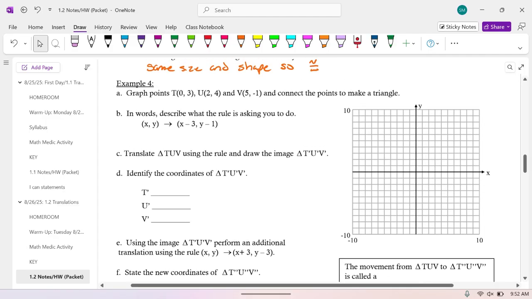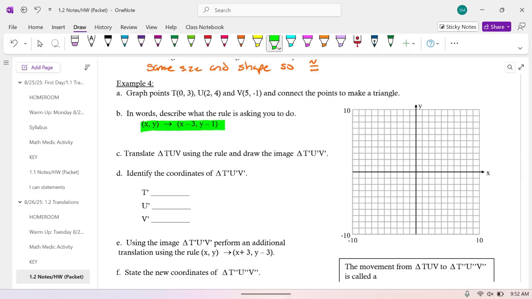All right. But let's say we're doing the rule right here. What's that rule going to be in words? Right. Shift left 3 because we subtracted that 3 and shift down 1 because we subtracted the 1. So if I plug in my points up here for my x and y's and do it at the rule, what would be t prime? Someone who has not spoken today. Take a minute.